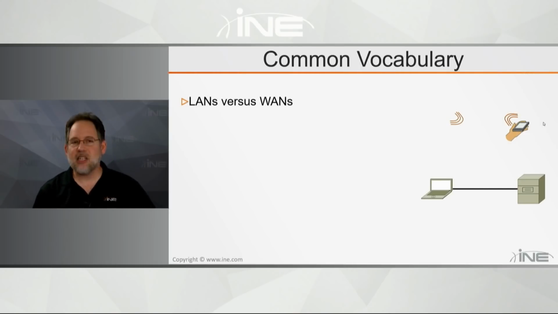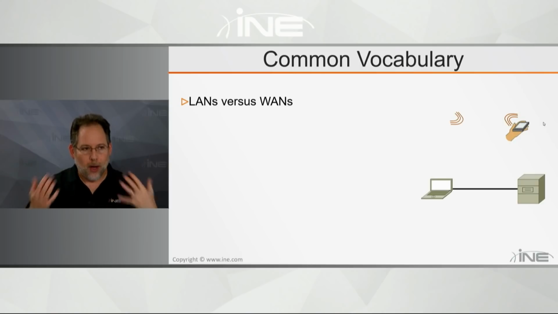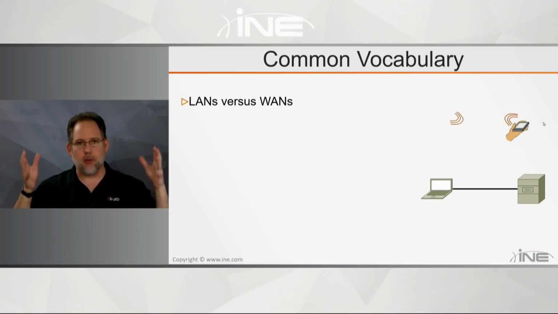Now let's look at some common terms, some vocabulary that you need to be familiar with. LANs versus WANs. Clearly those are acronyms. A LAN stands for local area network. What defines a local area network? Well, number one, geography. In other words, a local area network is confined to a specific scope or range.